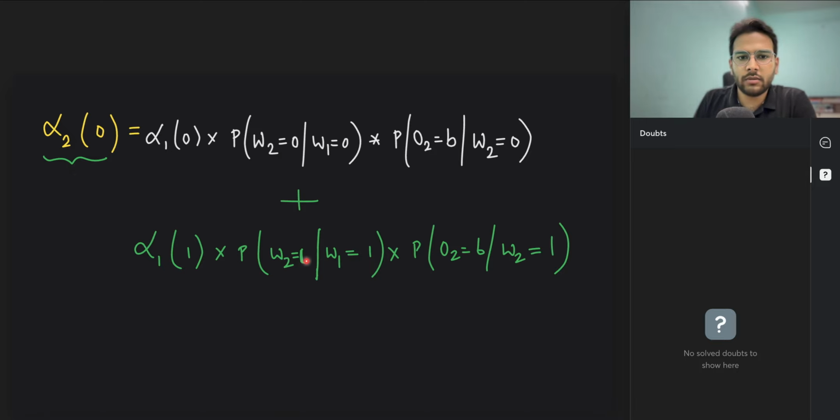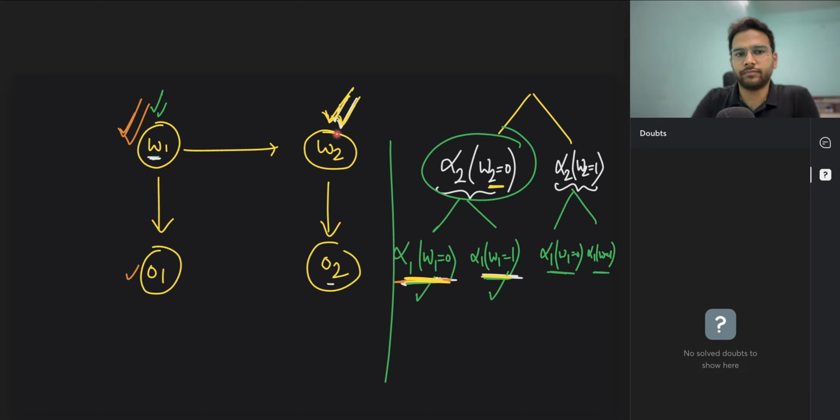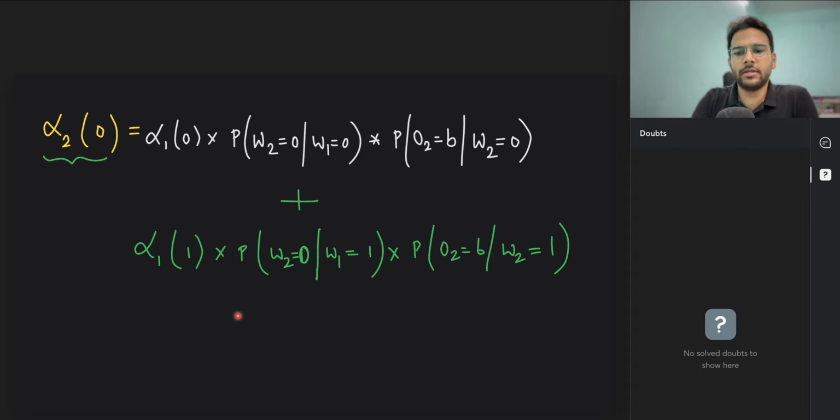This should be 0, right? This should be 0. Okay, let me explain again using the diagram. Carefully see this, everyone. Let me make this diagram here. That would be better instead of going again and again to the back slide.